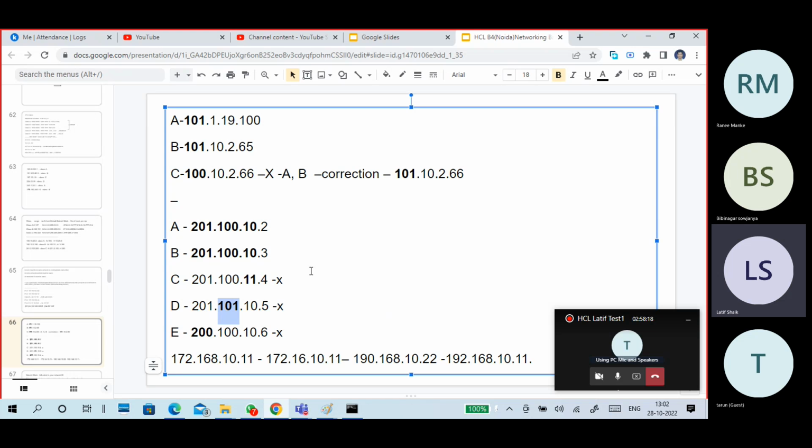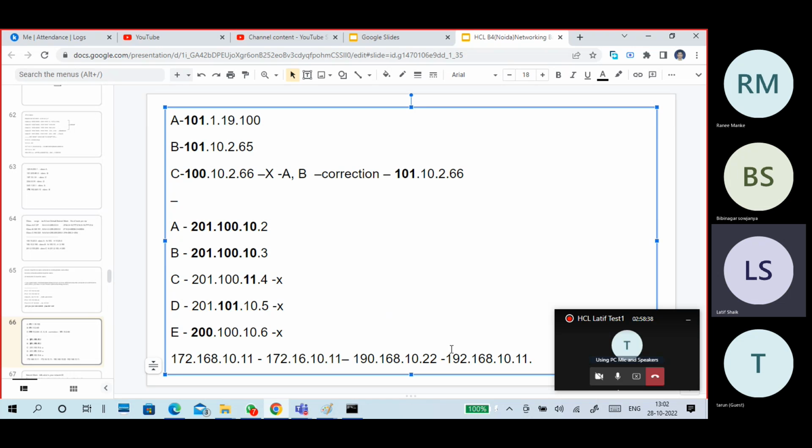What does this mean, guys? The point is that the first portion, second portion, and third portion must be the same between the devices, then only they will communicate with each other if you are using a class C IP address by default.